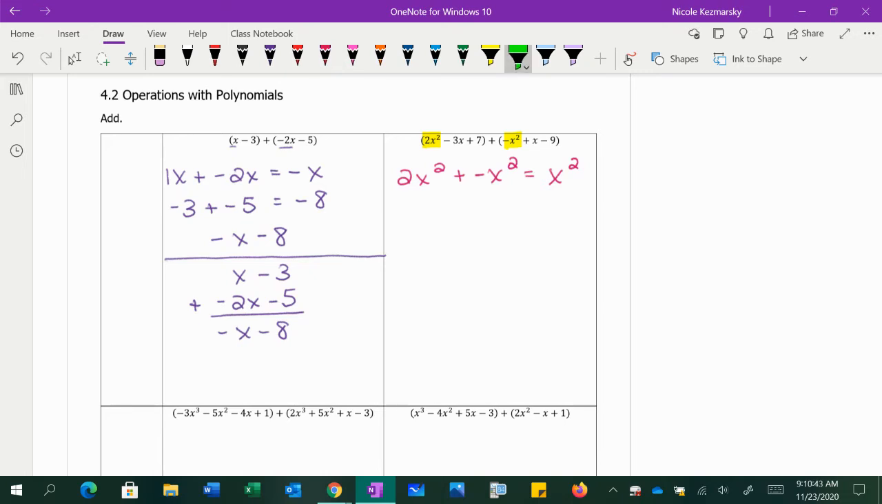Then I'm going to look for x's. So I see a minus 3x and a plus x. So that means I'm going to do minus 3x plus x, which is going to give me negative 2x. And then the constants, 7 and negative 9. So I'm going to do 7 plus negative 9 and get negative 2. And this gives me x squared minus 2x minus 2.